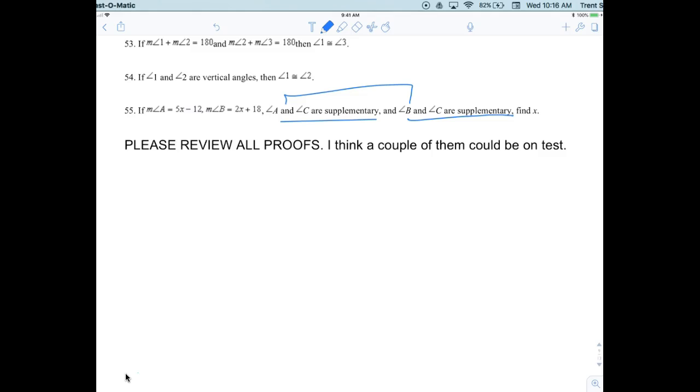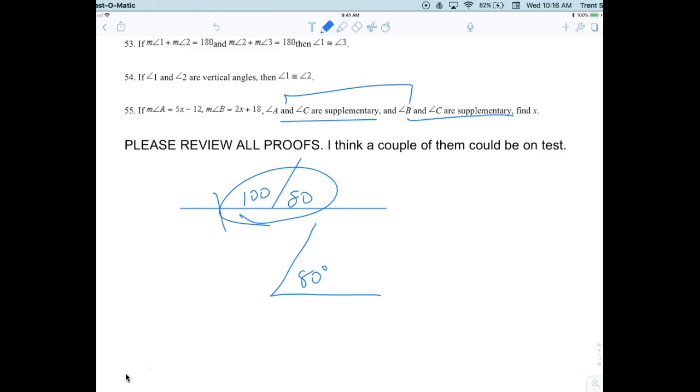Right? And again, I know that doesn't always sound exactly correct. That's why I always try to tell kids, draw. If I just make an example, if that's 80 and that's 100, everybody with me? And I draw another 100 degrees or 80 degrees. These two are what? Supplementary. These two are what? Supplementary. Therefore, these two have to be what? They have to be equal.